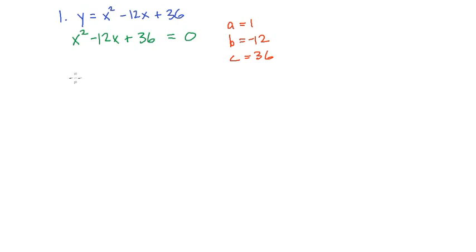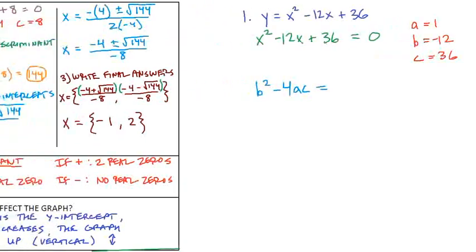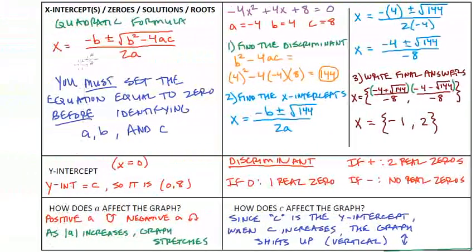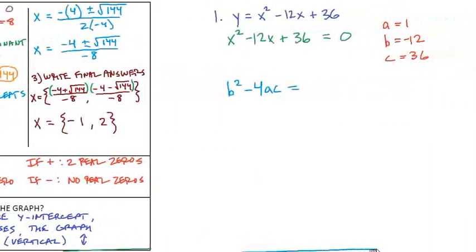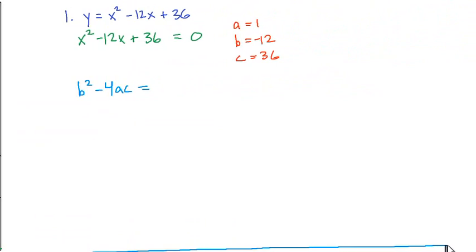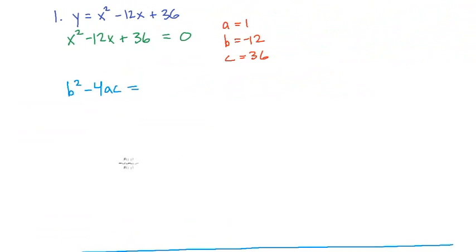All right, step number 1 of the quadratic formula. We're going to find the discriminant. The discriminant is found with the expression b squared minus 4 times a times c. And if you look at the quadratic formula, that is just the expression that's in the radical. We're going to do that separately, 1, because it makes the quadratic formula easier to use, and number 2, because the discriminant tells you something about how many x-intercepts or solutions you have.